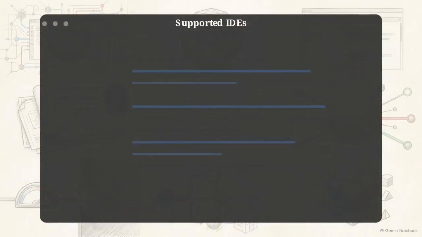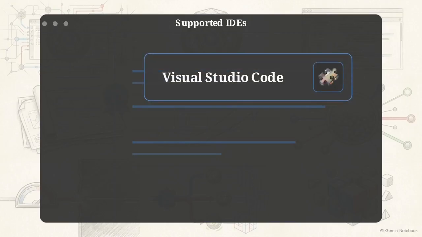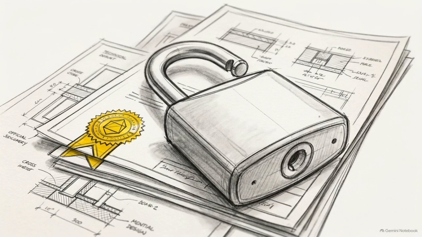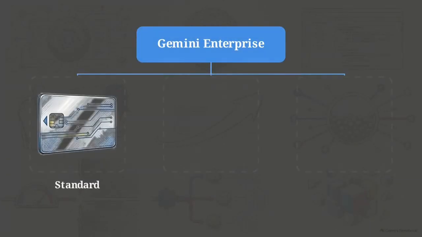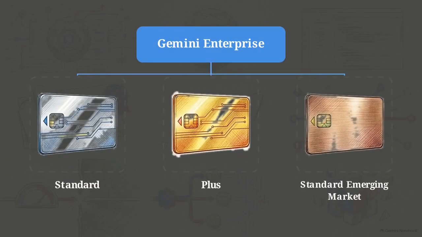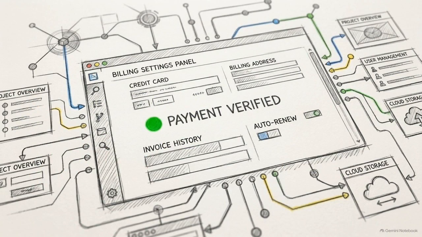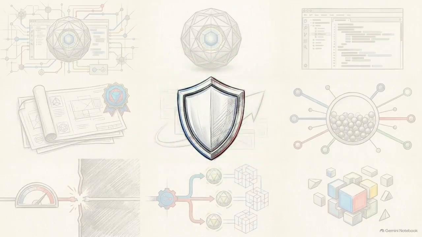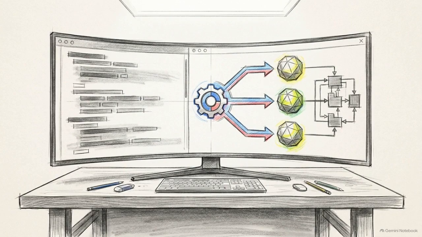To get started, you'll need a supported IDE. We'll be using Visual Studio Code as our primary environment today, though preview versions are also available for Visual Studio, JetBrains, and Zed. Your organization also needs the correct licensing. Anti-Gravity requires a Gemini Enterprise Standard, Plus, or Standard Emerging Market license. Finally, check your backend setup. Your organization must have an active Google Cloud project tied directly to an invoiced cloud billing account. Verifying these enterprise prerequisites upfront prevents mid-installation billing errors and ensures you have immediate access to the agentic ecosystem.